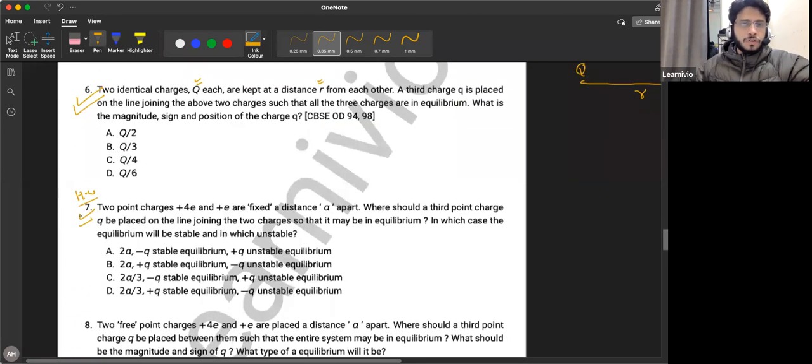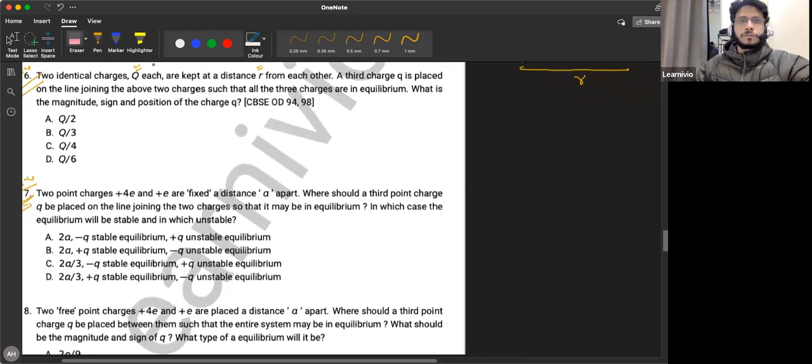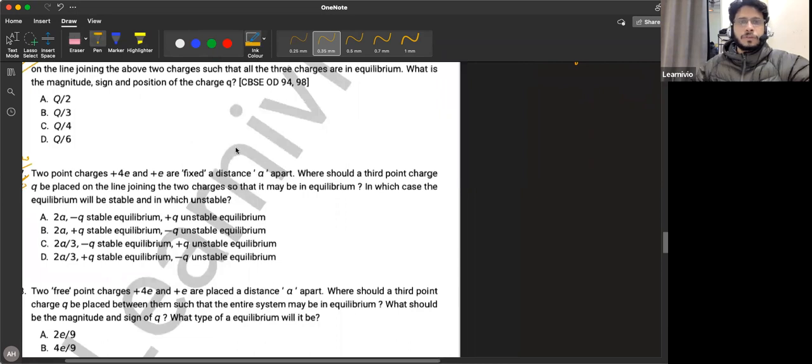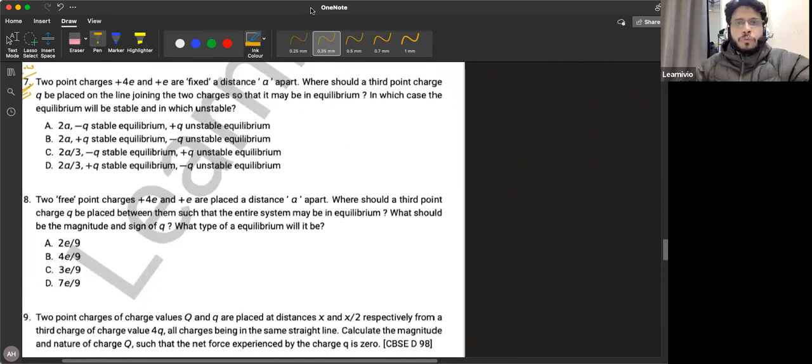Okay, this will be easier. Let's solve question number 7. Question 6 is very easy; this will be your homework. I'm solving 7, not 6. So you have 2 point charges plus 4e and plus e fixed a distance a apart. Where should a third point charge be placed on the line joining them so that it may be in equilibrium?